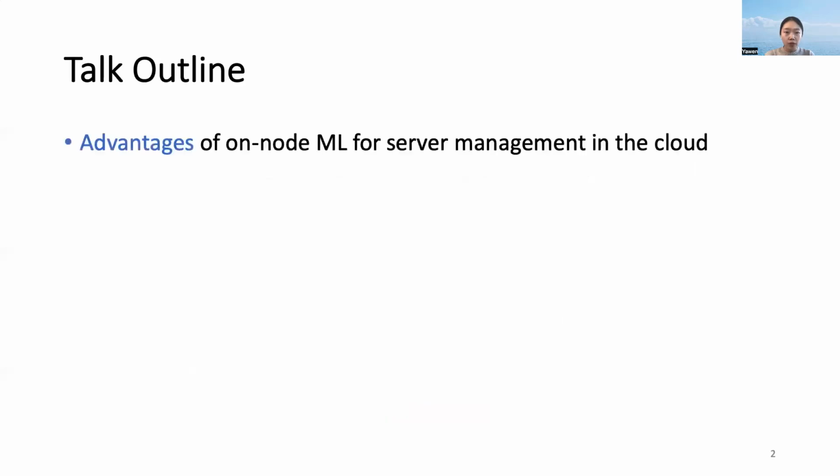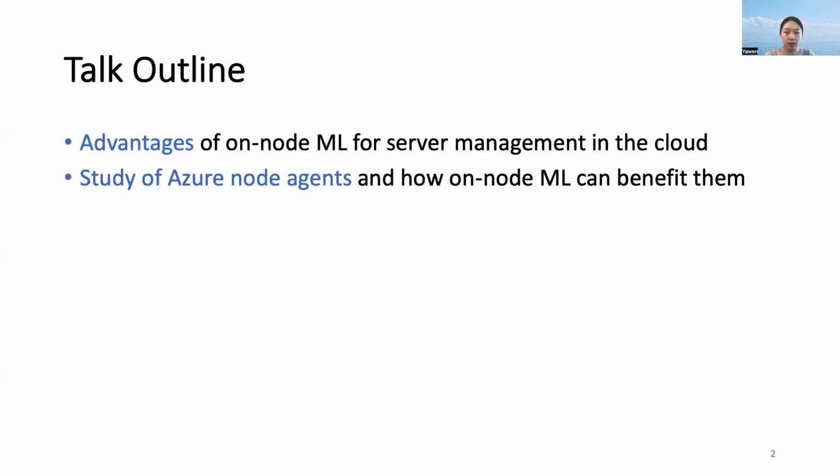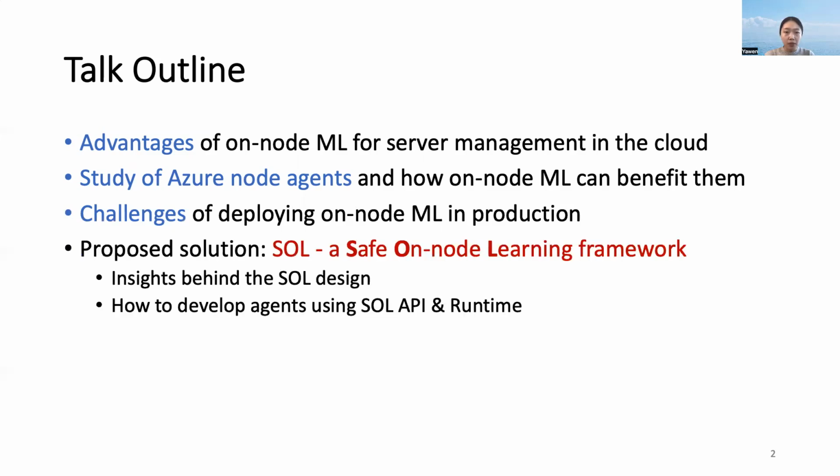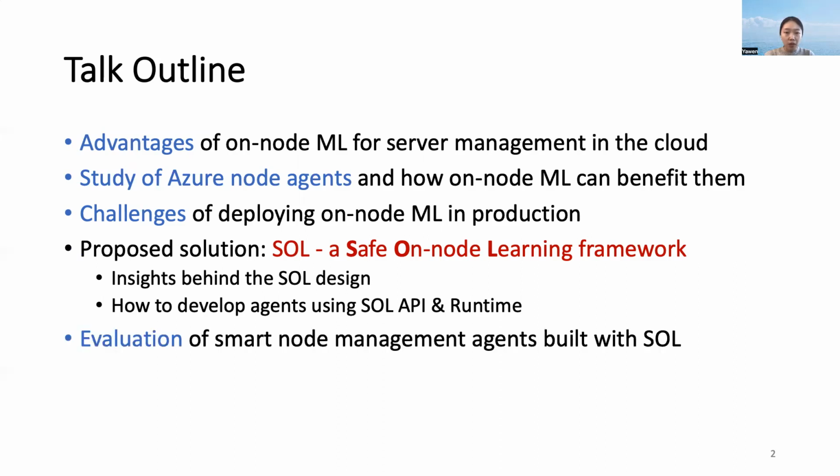For my talk today, I'll first describe the advantages of using on-node machine learning for server management in the cloud. I'll then show the findings from our study of 77 Azure node agents and how on-node ML can benefit them. Next, I'll describe the challenges in deploying on-node ML-based agents in production and present our solution, SOL, the Safe On-Node Learning Framework that helps build agents to operate safely in production. I'll discuss the key design insights behind SOL and also how to develop agents using the SOL API and runtime. I'll conclude the talk with evaluation results of the on-node learning agents we developed in SOL.